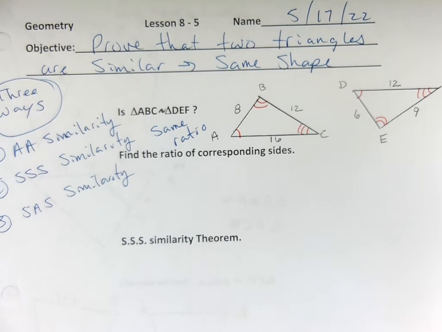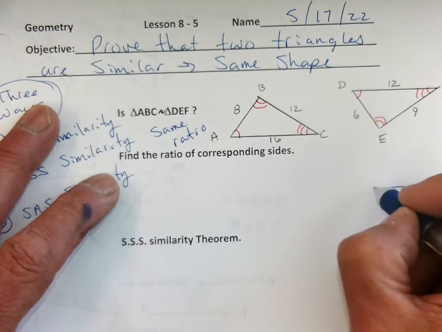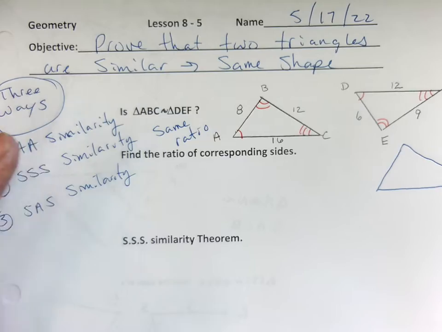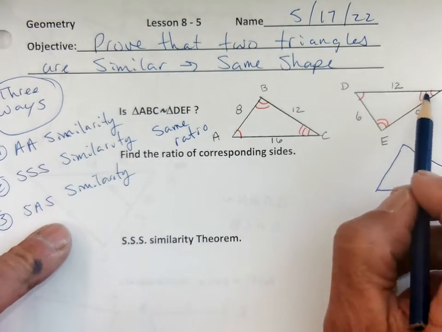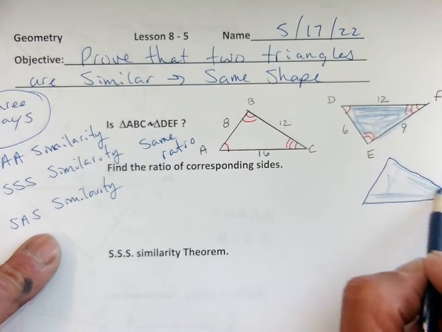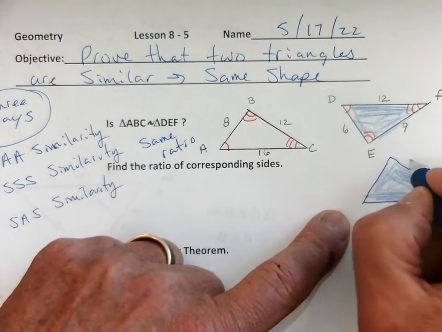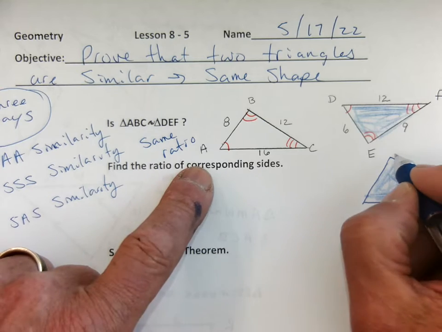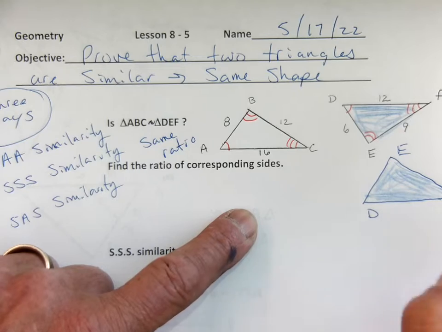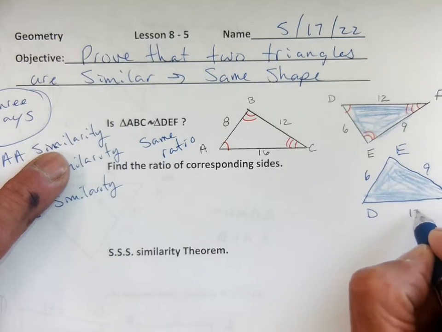If I redraw this one, it's easier to see. It's a lot easier to see. So I'm going to redraw triangle DEF, and if I redraw it, it makes it a lot easier for me to put things together that go together, okay? So my E goes here, my F goes here, and my D goes here, okay? Now let me put the numbers back in. So 6 goes there, a 9 goes there, and a 12 goes there, okay?